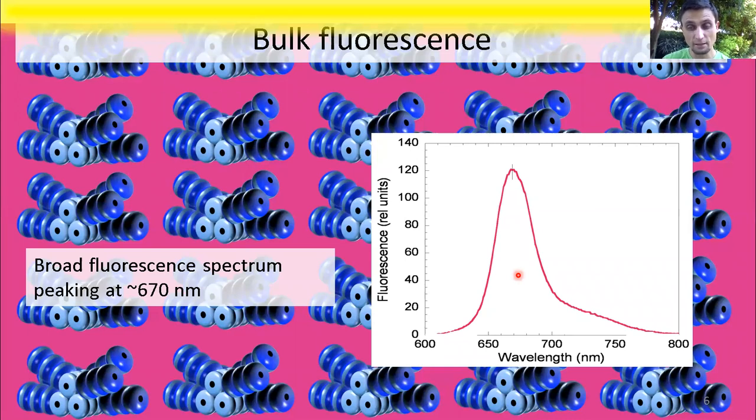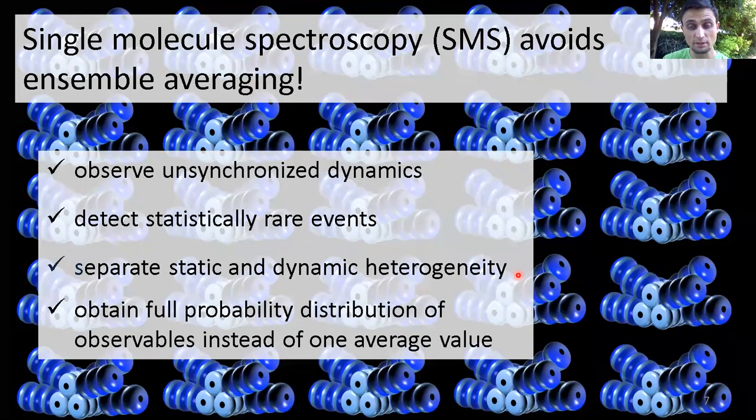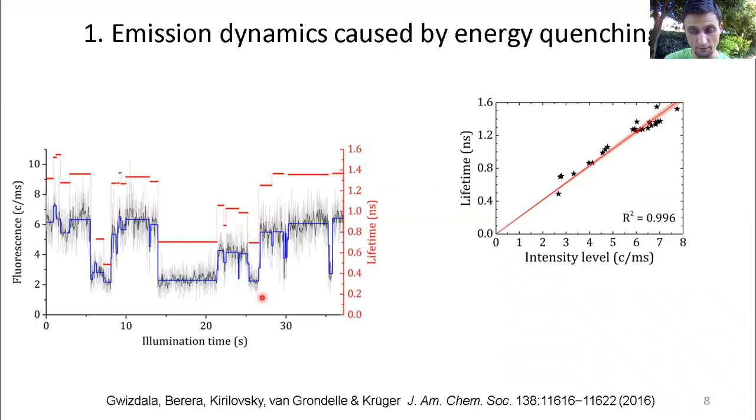And this probe is single molecule spectroscopy, a technique that allows you to investigate the complexes one at a time, which enables the ultimate level of sensitivity by revealing unsynchronized dynamics, statistically rare events, separation of static and dynamic heterogeneity, and one is able to obtain a full probability distribution of observable properties instead of just one average value. Let's see what hidden dynamics phycobilisomes display. I'm going to show three examples. The first being emission dynamics.